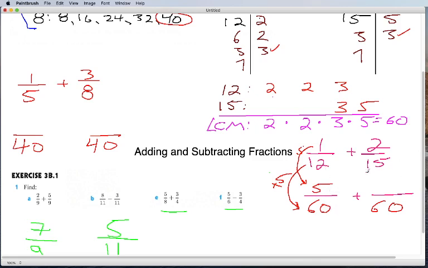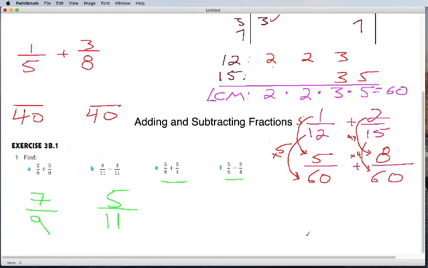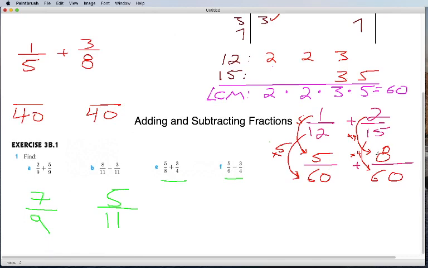And I'm going to do this again. If I want to go from 15 to 60, if you look on your calculator and you go 60 divided by 15, you will get 4. So if you times by 4, 15 times 4, you should get 60. But that means I have to times the top by 4 as well. So of course, 2 times 4 is 8. And now I can finally add my fractions. So 8 plus 5 is 13. And remember, you don't change the denominator.